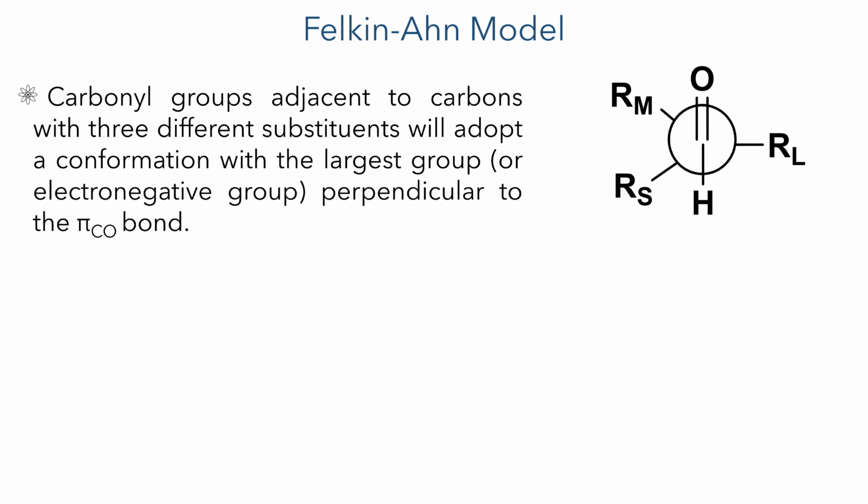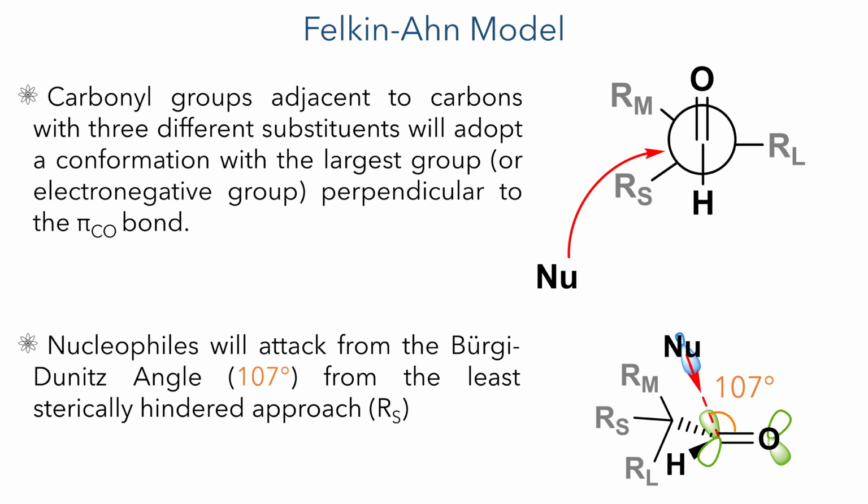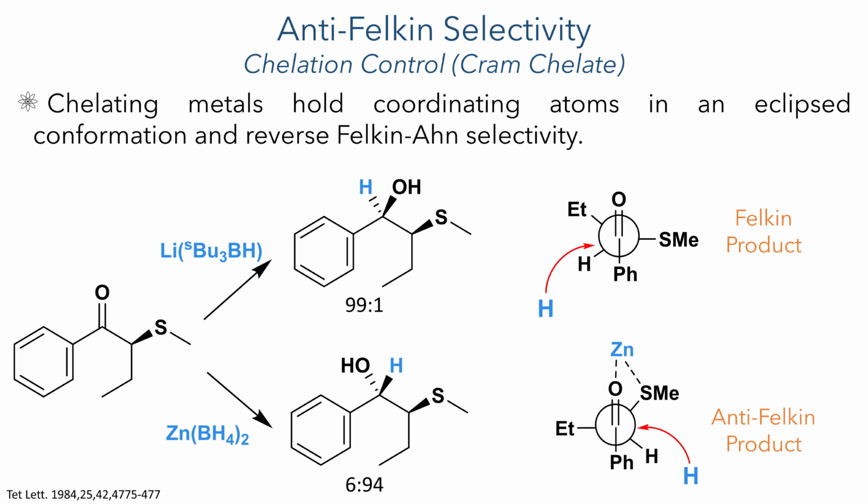A model commonly used to explain the reactivity of carbonyl groups is the Felkin-Anh model. This model suggests that the largest group on the alpha carbon will adopt a conformation perpendicular to the carbonyl carbon-oxygen bond. In this conformation, nucleophiles will attack from the Bürgi-Dunitz angle of 107 degrees, approaching from the side of the smallest substituent. It is possible, however, to overcome this preference. This can be done using chelation control in a model sometimes referred to as the Cram chelate.